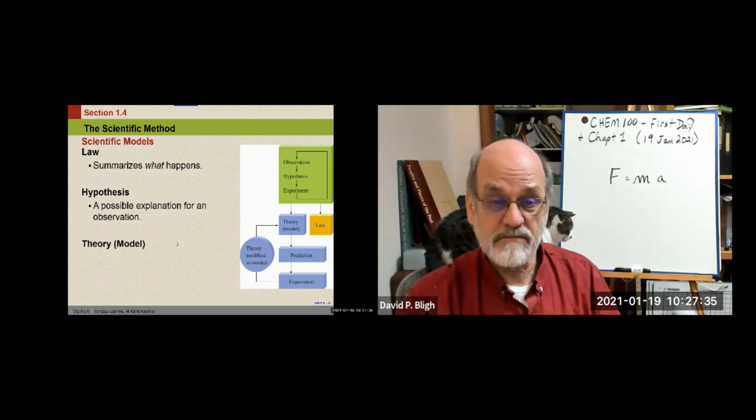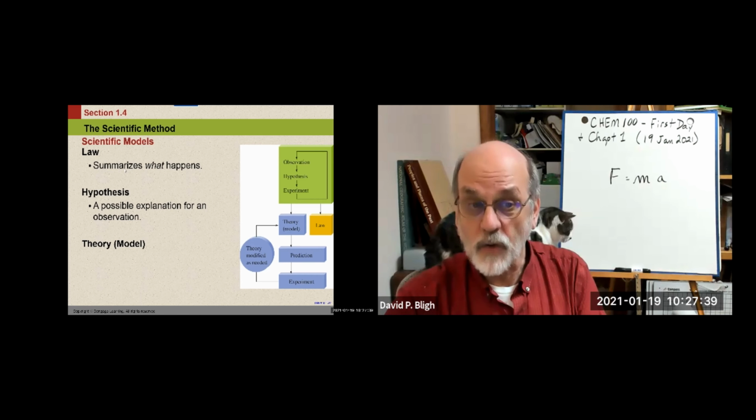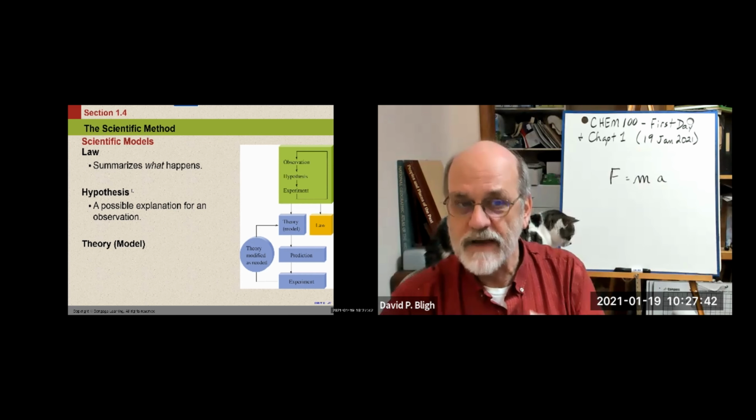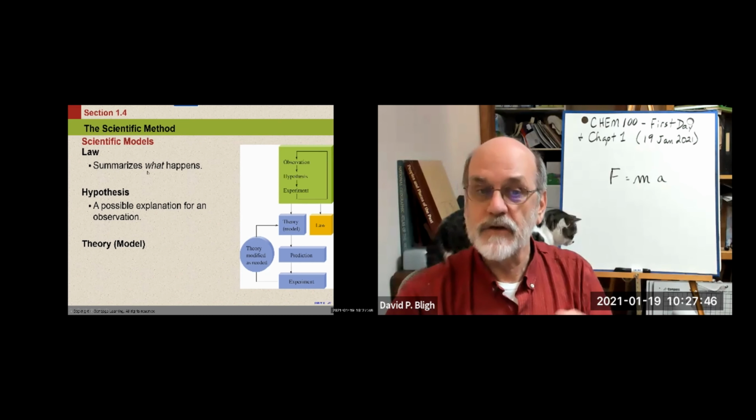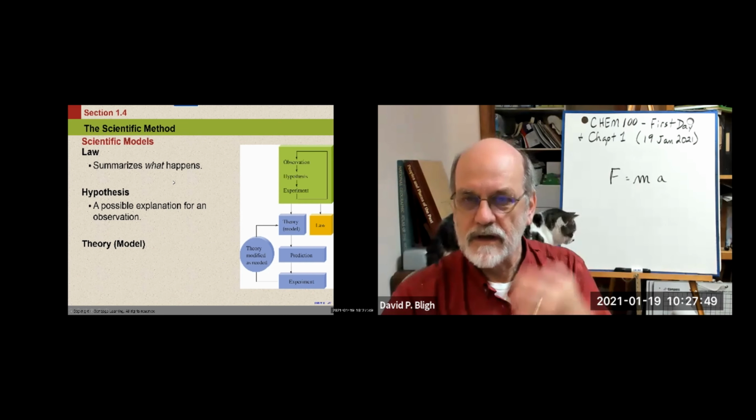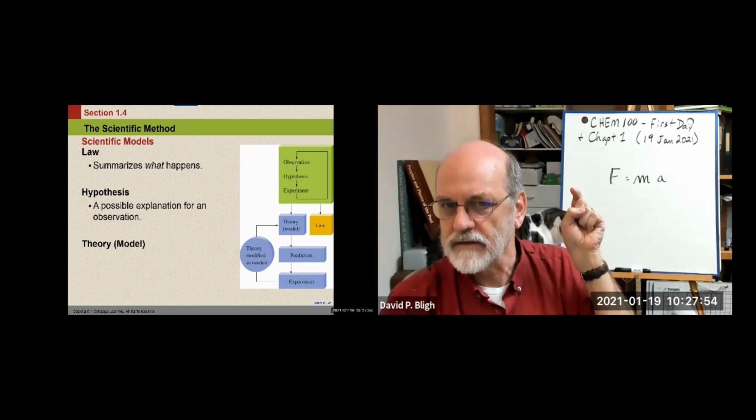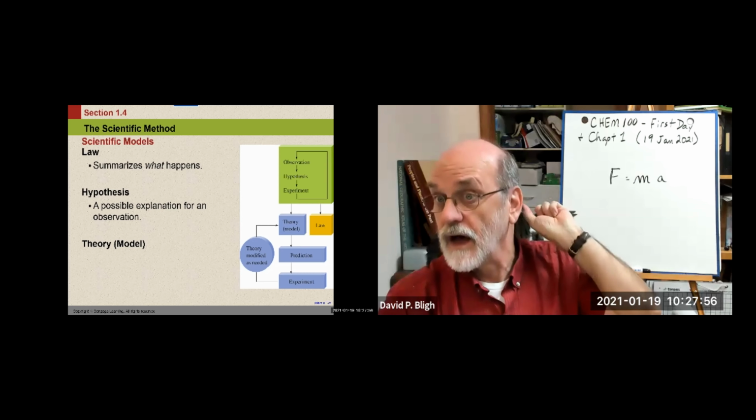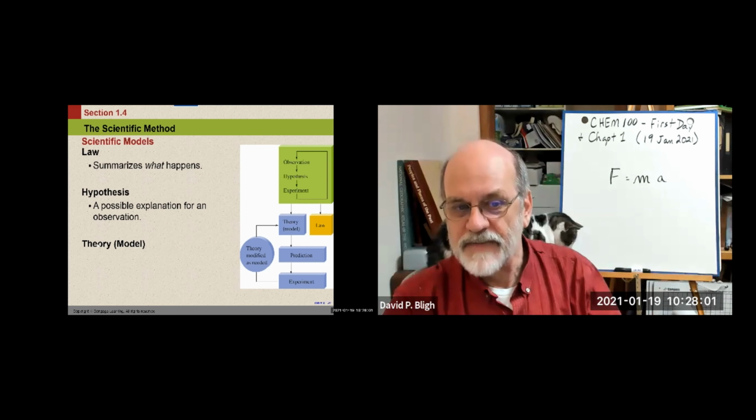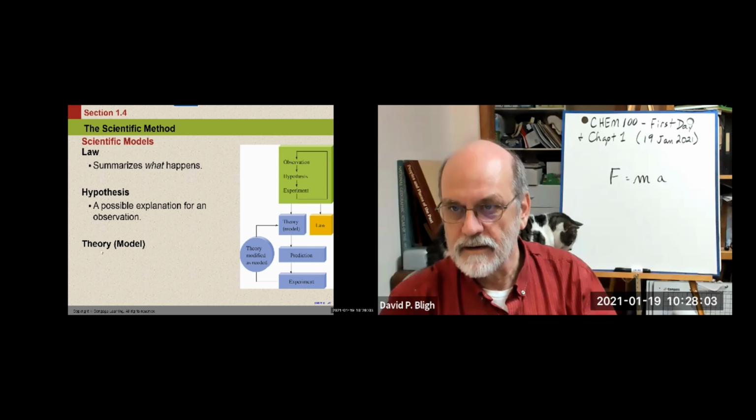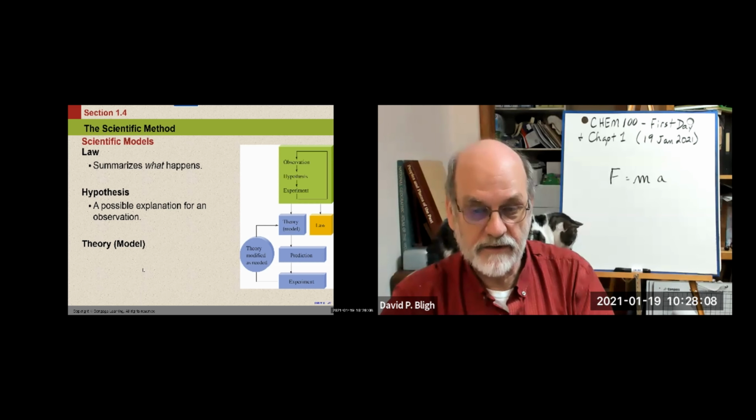So the hypothesis is a potential explanation, and we test it. So it can lead to a law, but usually the law comes first. And then if you do enough experiments, maybe in the back of your mind you say, wait a minute, I think the law works because of this. This is why it works. Then you develop a theory about why the process works the way it does.